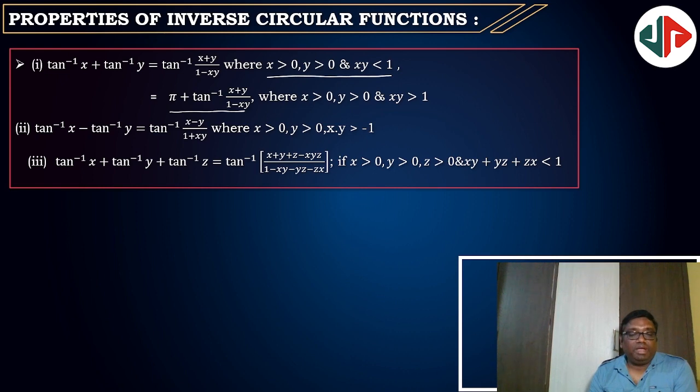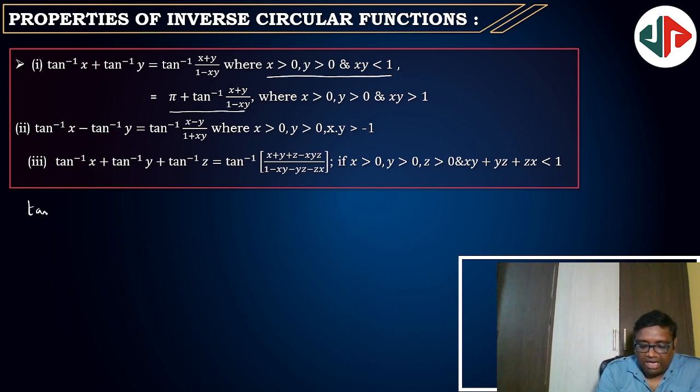Tan inverse of x minus tan inverse of y is equal to tan inverse of x minus y by 1 plus xy, where x is greater than 0 and y is greater than 0, and x into y must be greater than minus 1. And the third formula is tan inverse of x plus tan inverse of y plus tan inverse of z, which generally is remembered as S1 minus S3 by 1 minus S2. This is one condition. There is no need for the derivation.